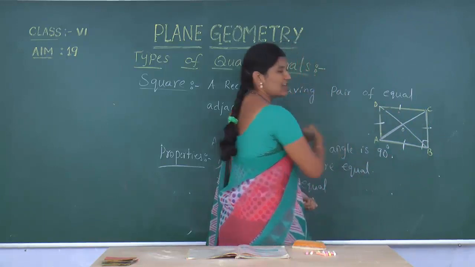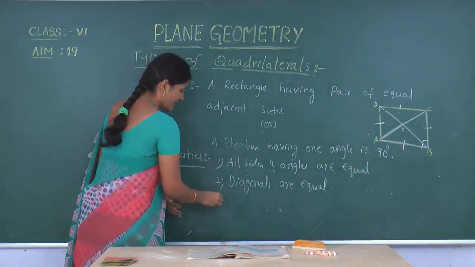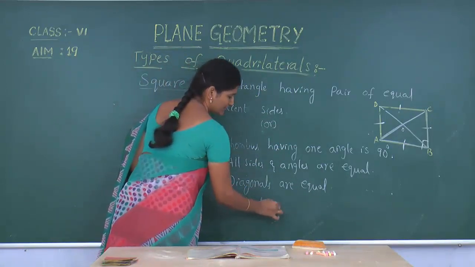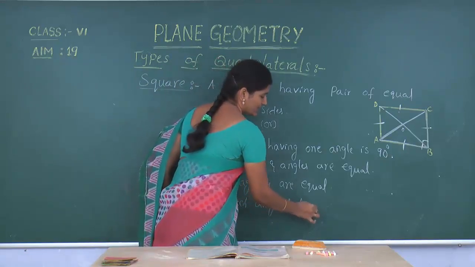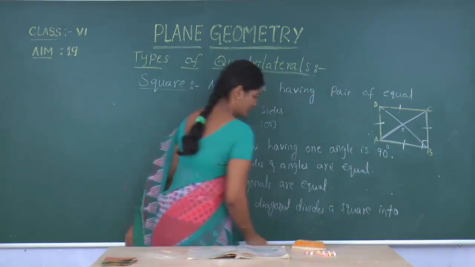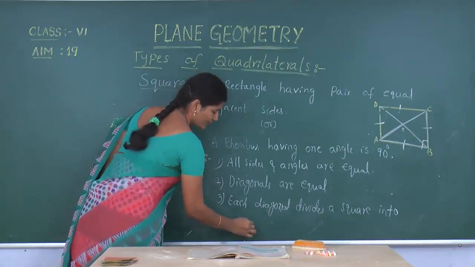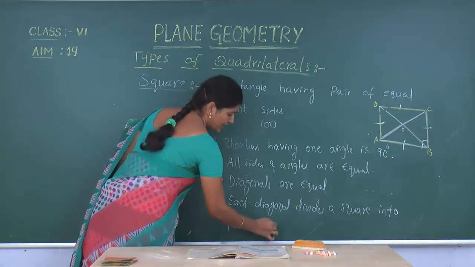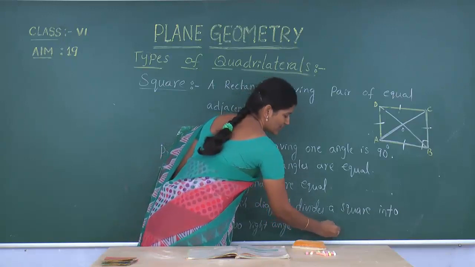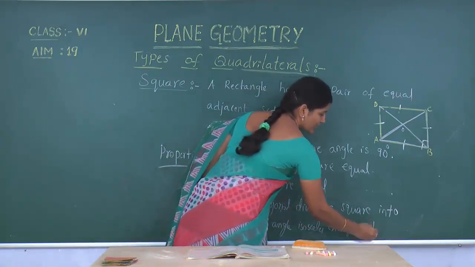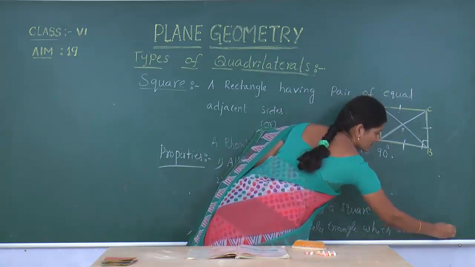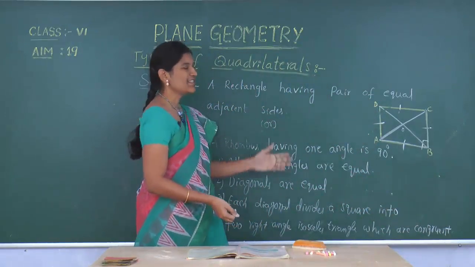Similarly, this side also. So here we can write another property as each diagonal divides a square into two right angle isosceles triangles which are congruent to each other. Like this we can say.